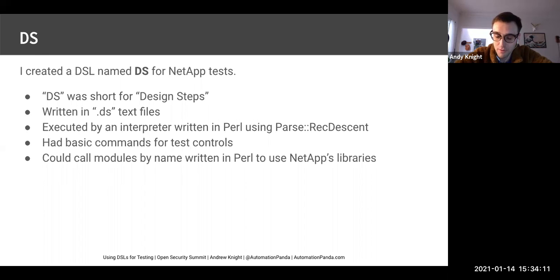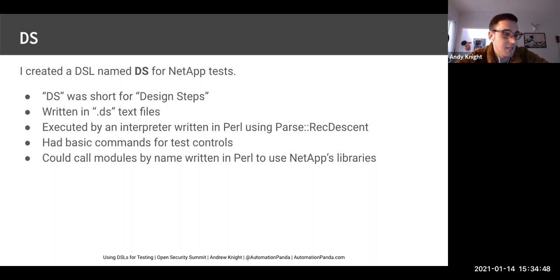So what I did at NetApp is I created a domain-specific language named DS for automating our platform QA tests. DS was an acronym short for design steps. We would write our DS programs in text files with the extension .ds, and these DS programs would be executed by an interpreter that I wrote in Perl using Perl's Parse::RecDescent library.